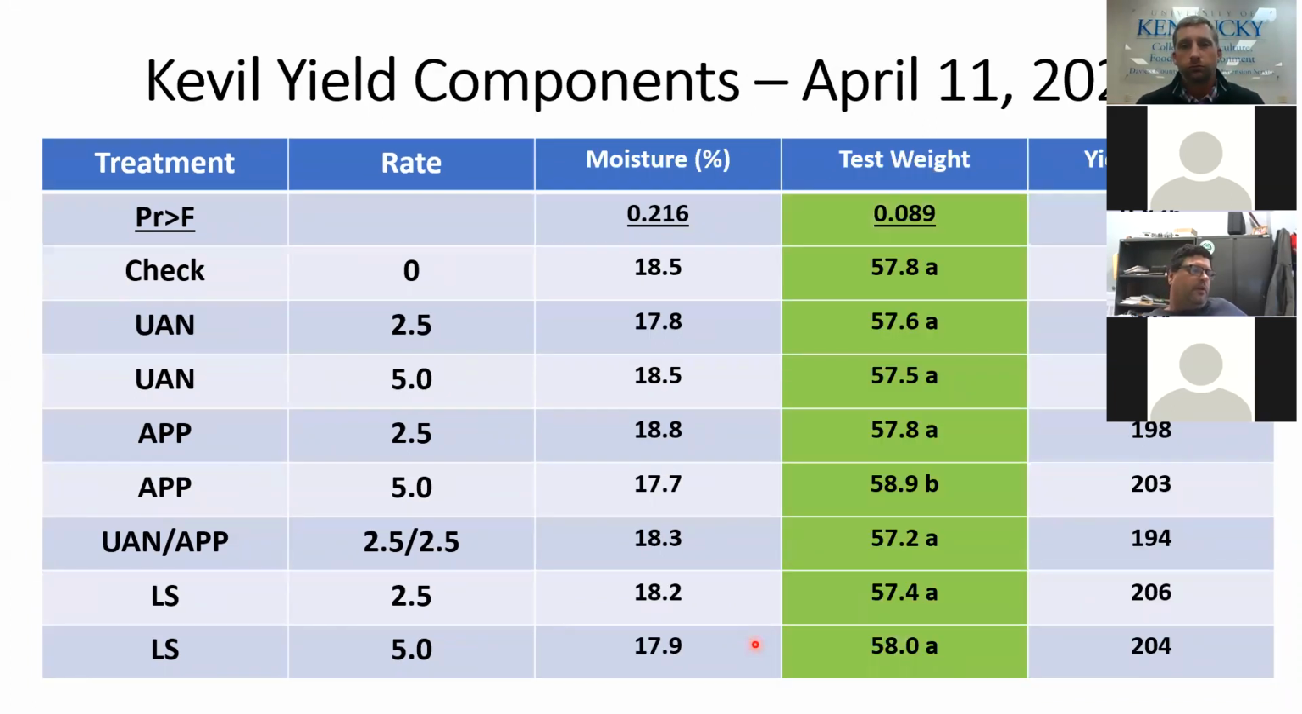Well, what about these yield and yield components? Nothing going on here with the moisture. All within a pound or a percentage of each other. Not enough consistency to say they were statistically different. Saw a little bit of a difference here. This ammonium polyphosphate had a little bit higher than everything else. I wouldn't get too hung up on that. In our yield, it went from 194 to 206. Again, it varies.